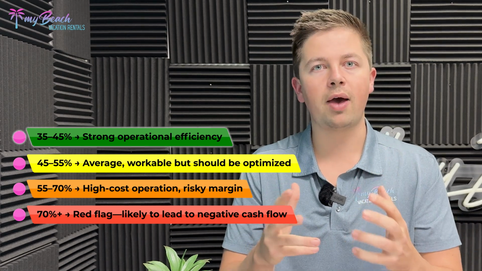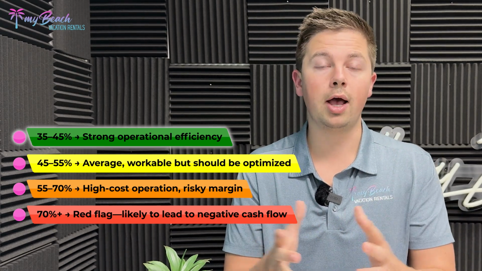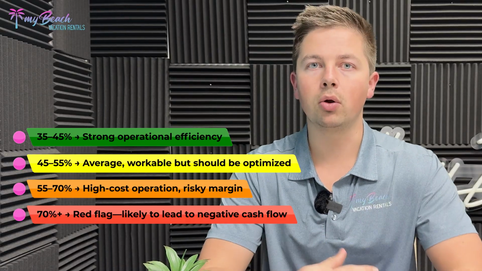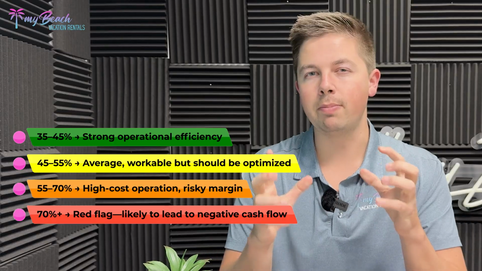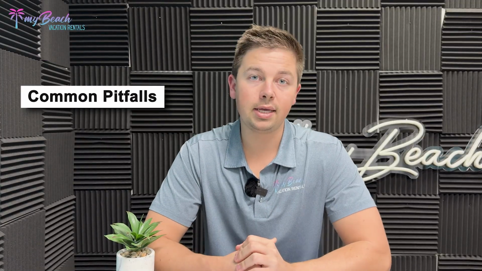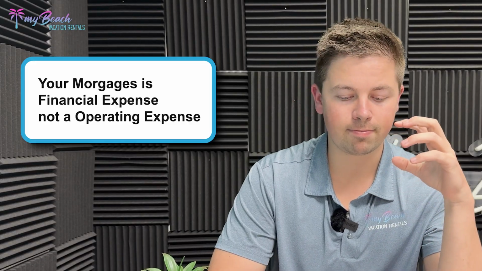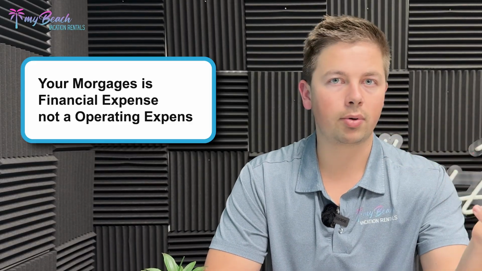If you're in that 35 to 45% range, you're doing really well. If you're in 45 to 55%, that's average, kind of middle ground. There's nothing wrong with that. I would just be mindful if you're outside of those ranges. Now, some common mistakes: confusing OpEx with your mortgage. Now, your mortgage is a financial expense, right? It's financing. It's not an operational expense.